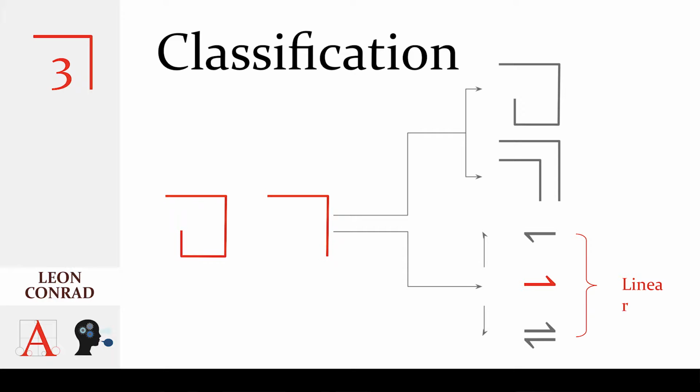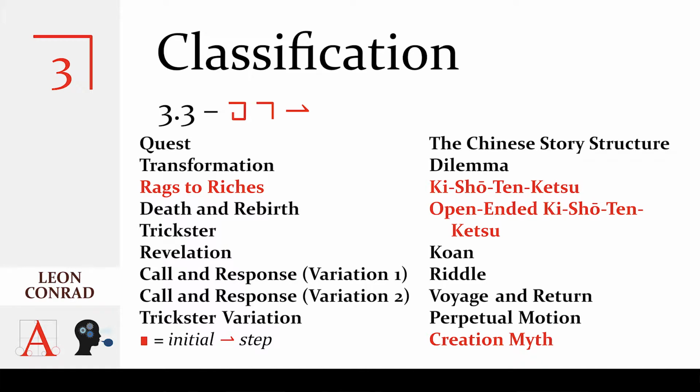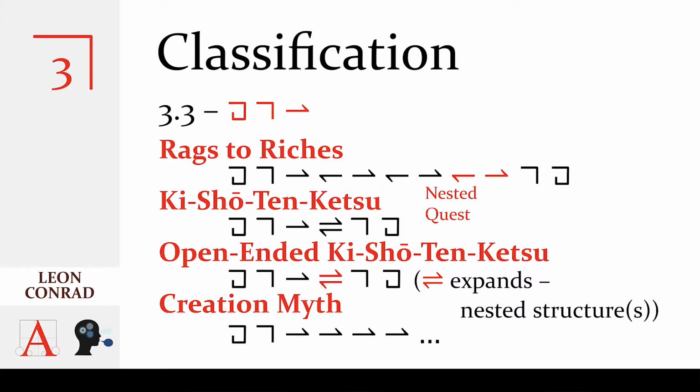When a character starts with a forward move, there are 4 story structures that emerge from that. The rags to riches is the Cinderella structure, and the calculus of indications allows us to show for the first time that what makes the story of Cinderella is that it starts positive. And there is a nested quest for a saviour character that comes in at the end.